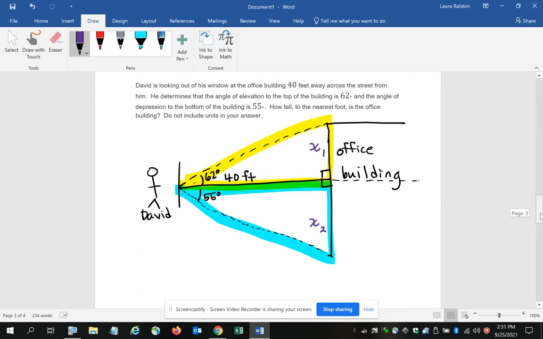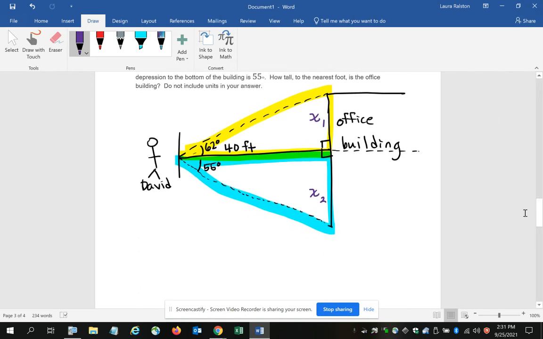Okay, so if I deal with the yellow triangle first, let's make this a little yellow mark so we know that we're dealing with the yellow. And I know the 62-degree angle of elevation, 40 feet across, and I'm looking for the opposite. So I know the adjacent and I know the opposite. So that lets me know I want to do the tangent of the angle, which is opposite over adjacent.